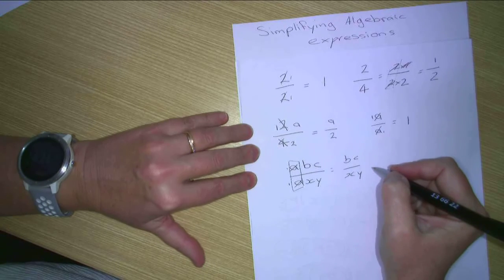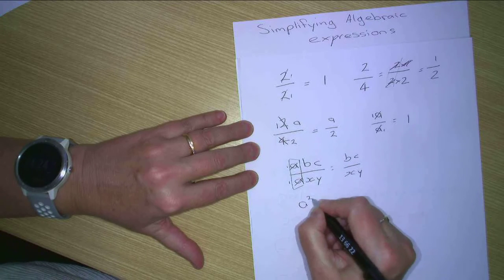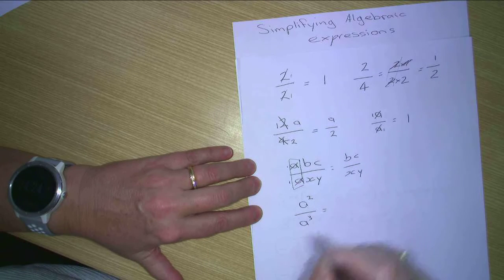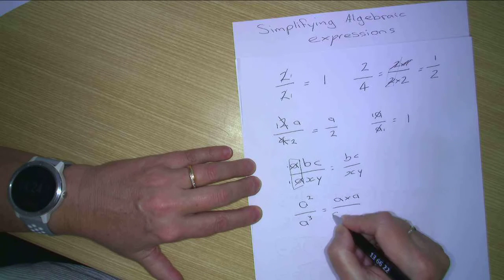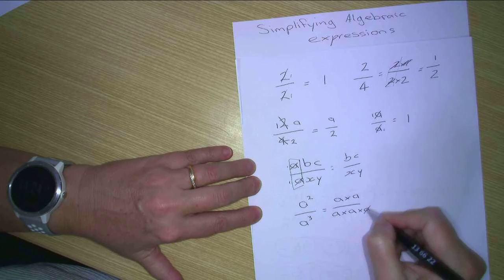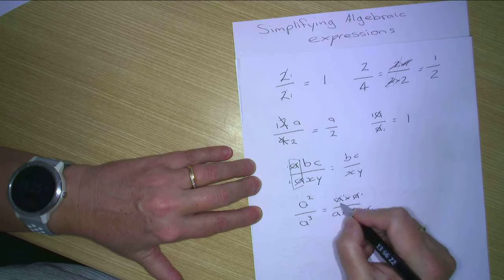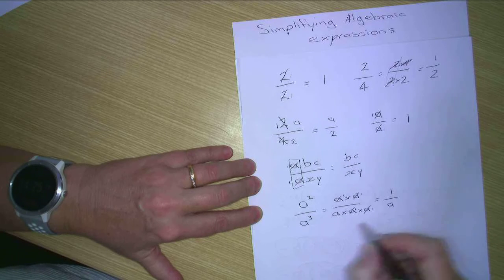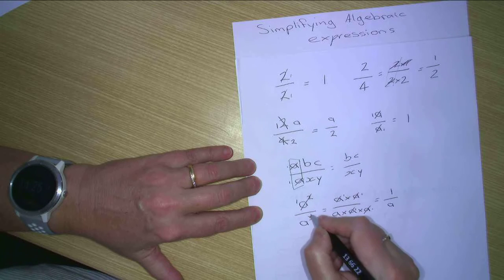I can also cancel if I have a squared over a to the power of 3. Remembering that a squared is a times a, and a to the power of 3 is a times a times a, I can cancel an a on the top and bottom, this a on the top and bottom, which leaves me with 1 on the top and a on the bottom. So what I'm doing, if you're looking here, I'm cancelling 2 a's out of here and 2 a's out of here.